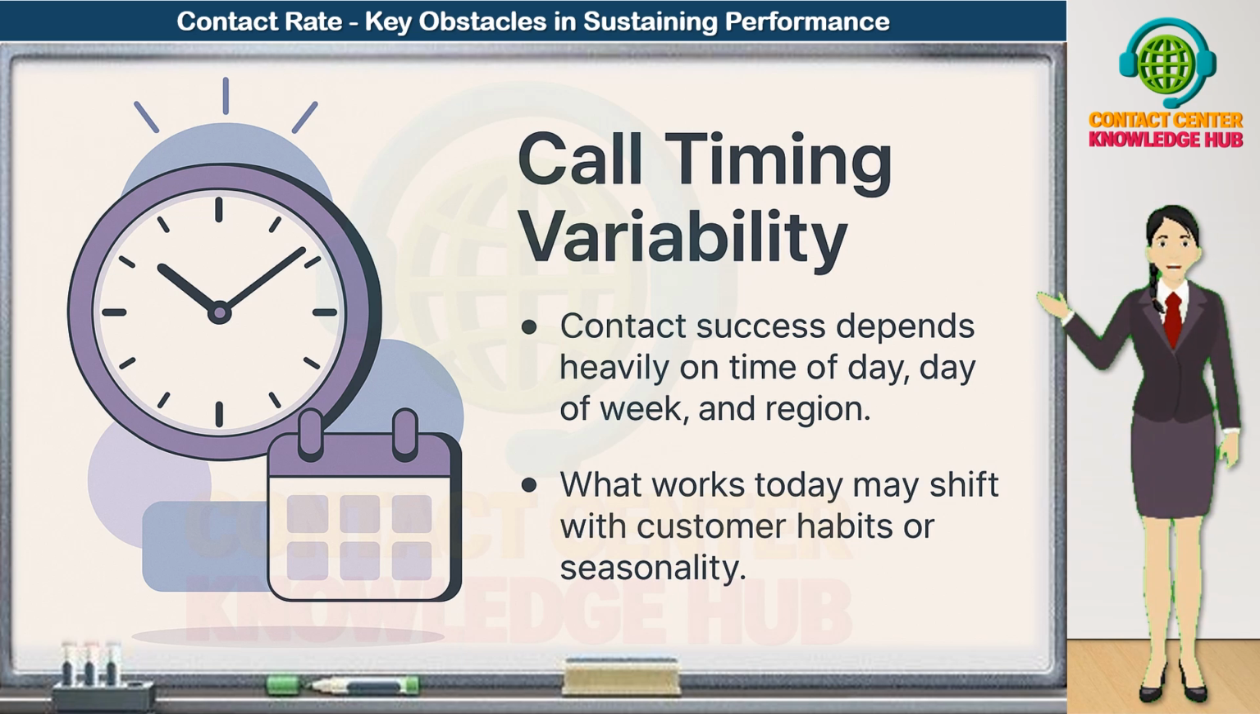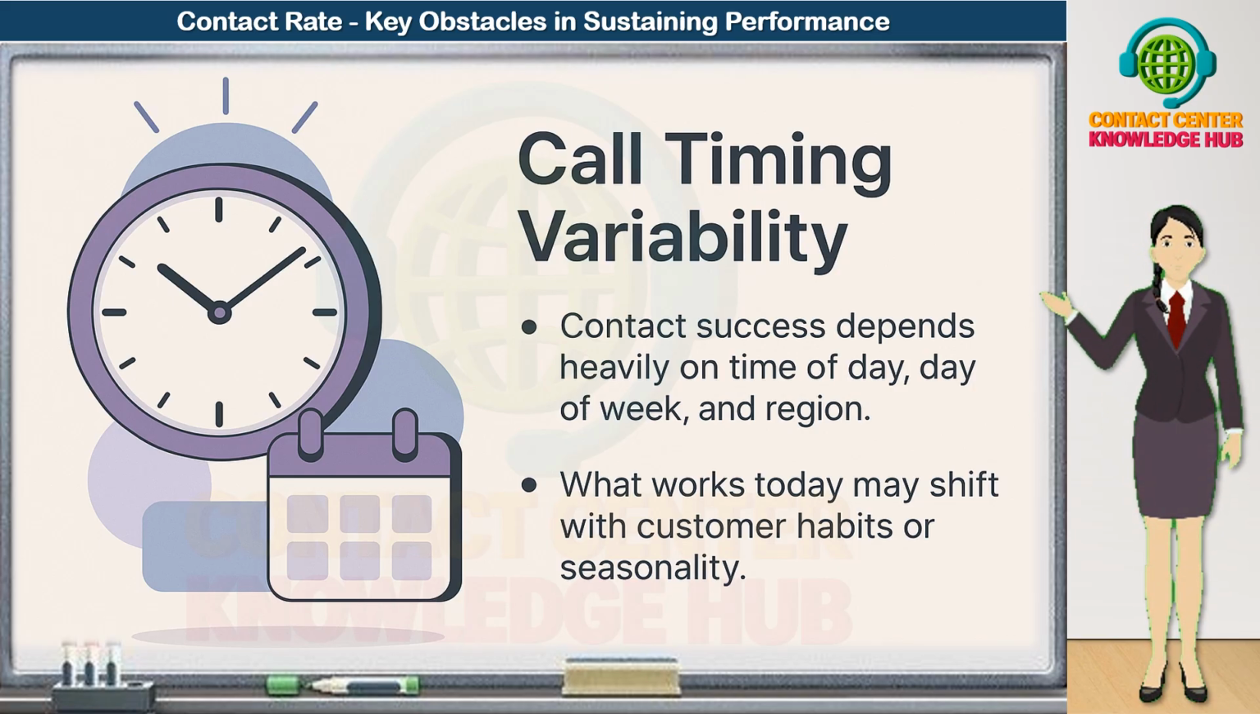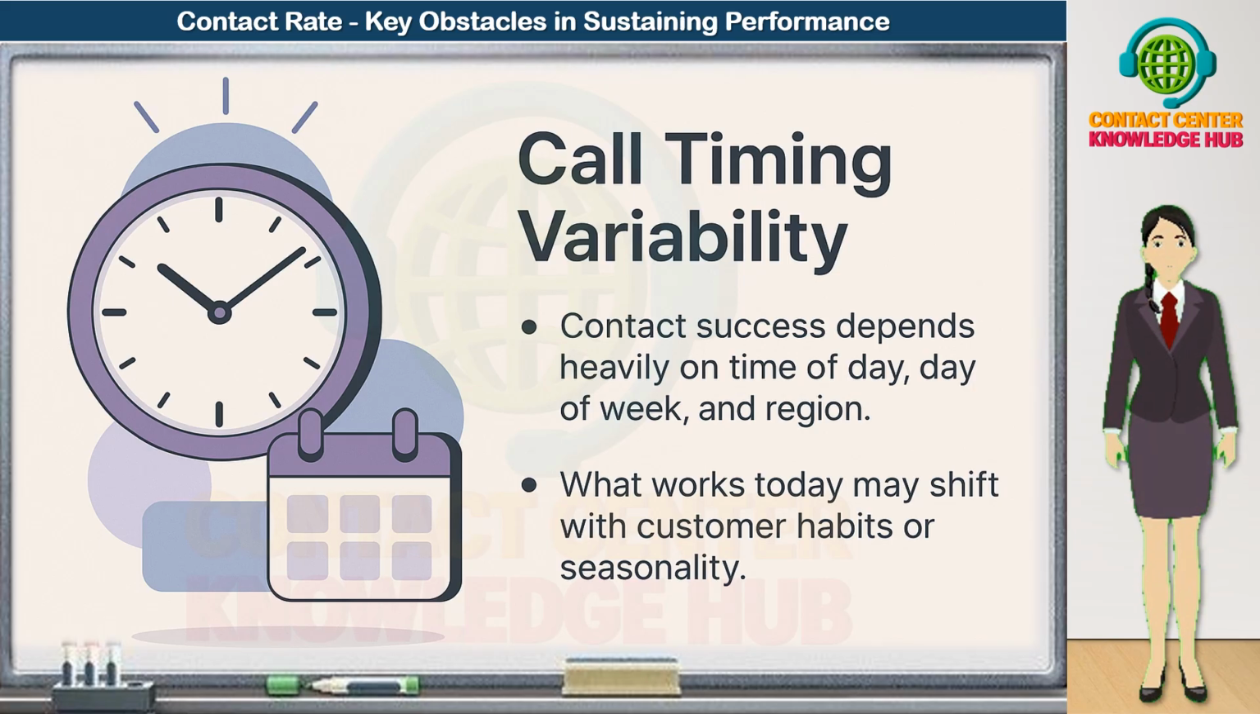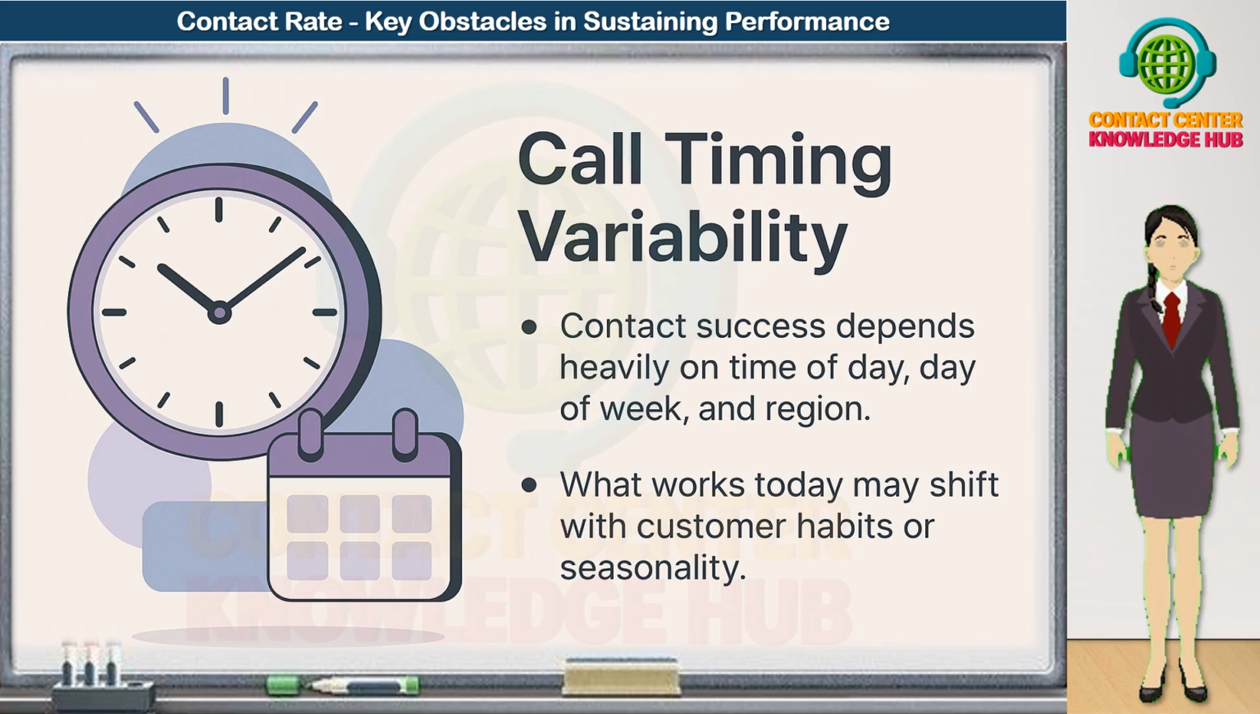That means timing must be monitored and adjusted continuously, using analytics or AI-driven insights to identify new peaks of customer availability. Impact: call timing is a moving target. What drives strong contact rates today may decline tomorrow if customer habits evolve and timing isn't regularly recalibrated.